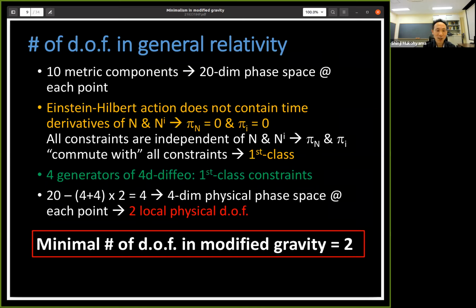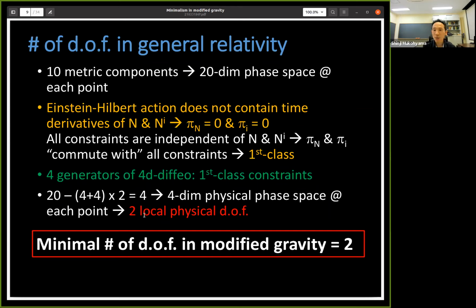Okay. This corresponds to 2 local physical degrees of freedom. When we go from 10 metric components to phase space, we multiply by 2. So from the physical phase space, we need to divide this 4 by 2, then we get 2. So GR has 2 degrees of freedom at the fully nonlinear level.